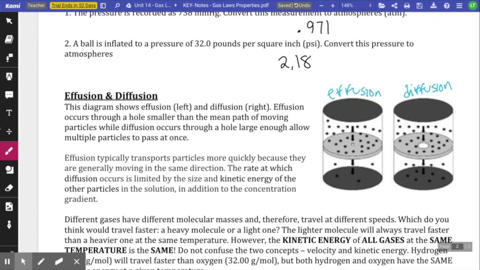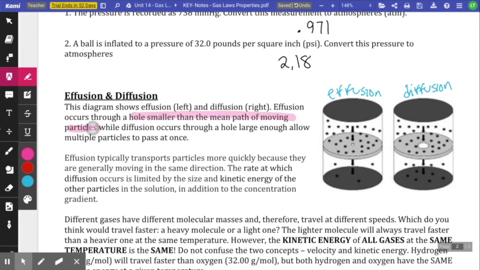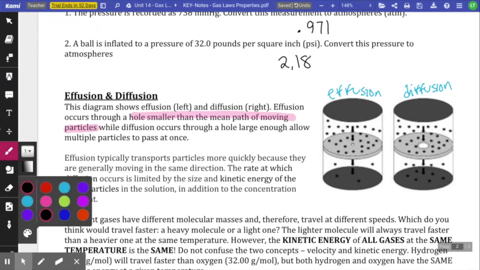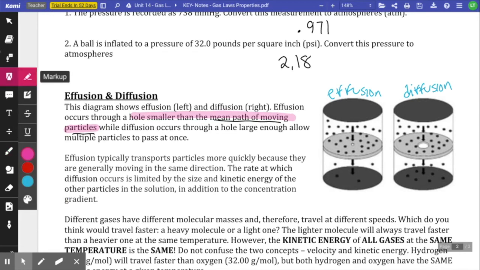Basically, effusion occurs through a hole smaller than the mean path of moving particles. So what is the mean path of moving particles? Basically, the mean path is the average distance traveled by a gas molecule before it hits another gas molecule. So how far can my gas travel before it hits another gas molecule? So it's a hole smaller than the mean path. I always think of effusion as just gas escaping through a small hole, like getting a hole in your tire. And then diffusion occurs through a hole large enough to allow multiple particles to pass through at once.